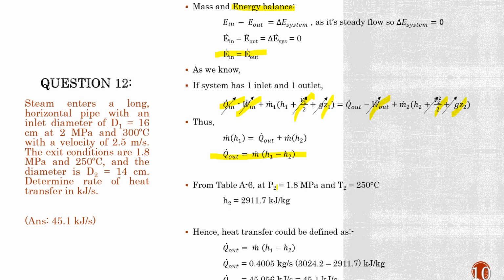So for the outlet stream information, we can get it using Table A6, which is the superheated water table. Then we get the enthalpy for the outlet stream. Then by substituting into the Q out formula, which is this one, we will get Q out, which is the heat transfer in kilojoules per second.